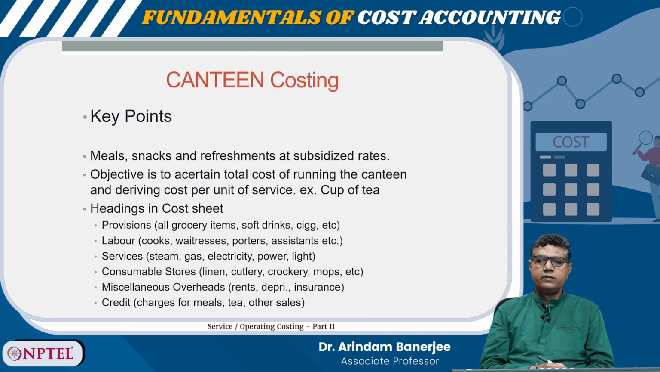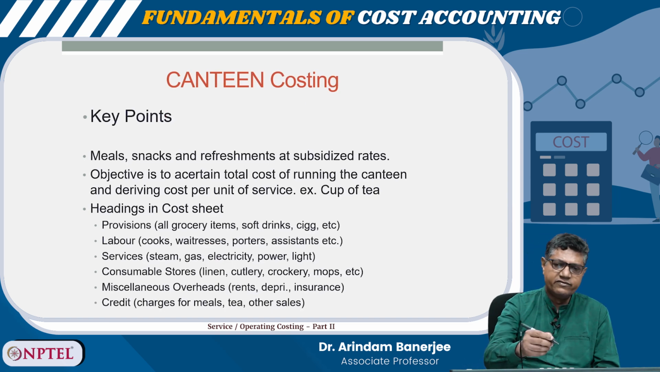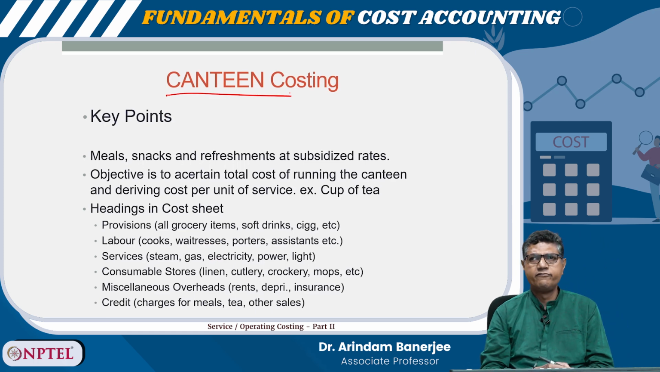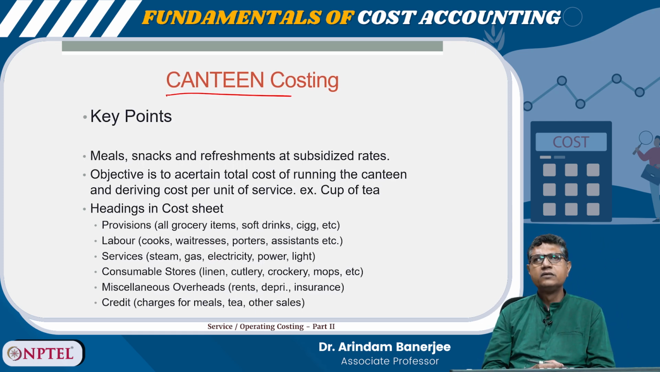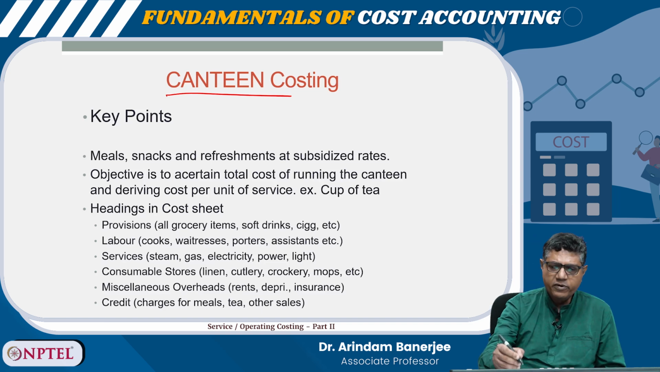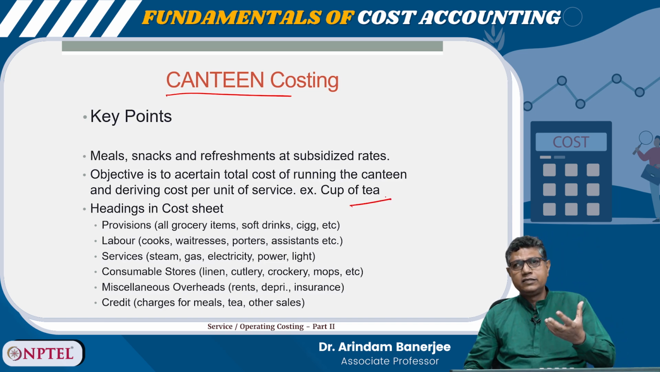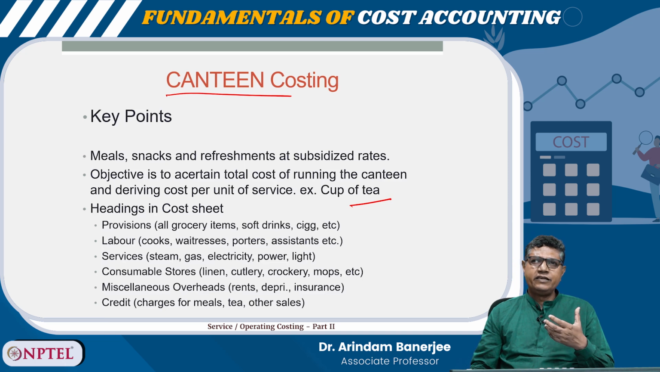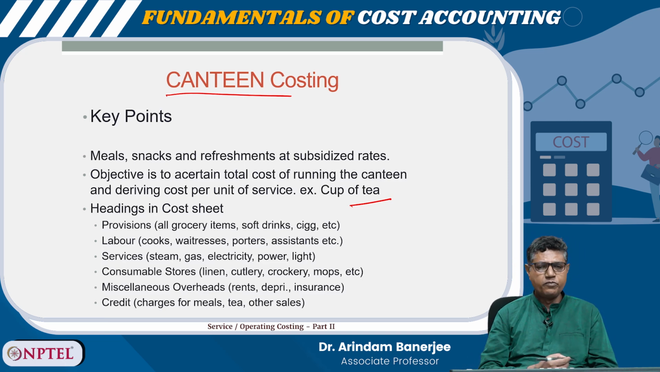Another very prominent service industry is canteen service, which provides meals, foods, snacks, tea and coffee, etc., to its customers, to its subscribers. So meals, snacks and refreshments at subsidized rates. The objective is to ascertain the total cost of running the canteen and derive the cost per unit of service. For example, what is the cost of a cup of tea? It may help the canteen to finalize the selling price.